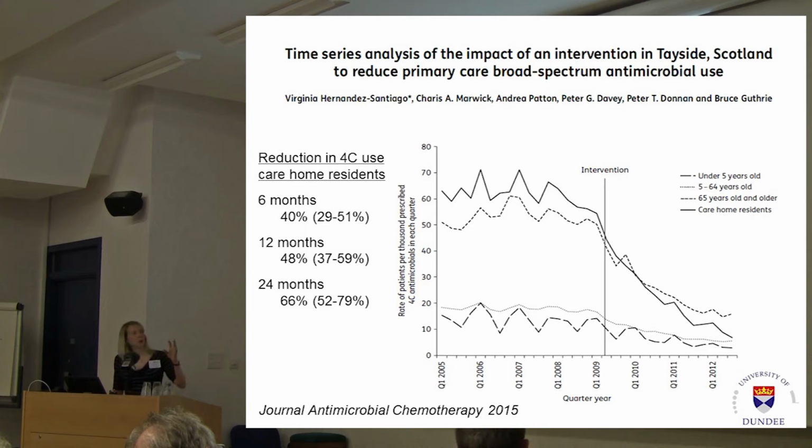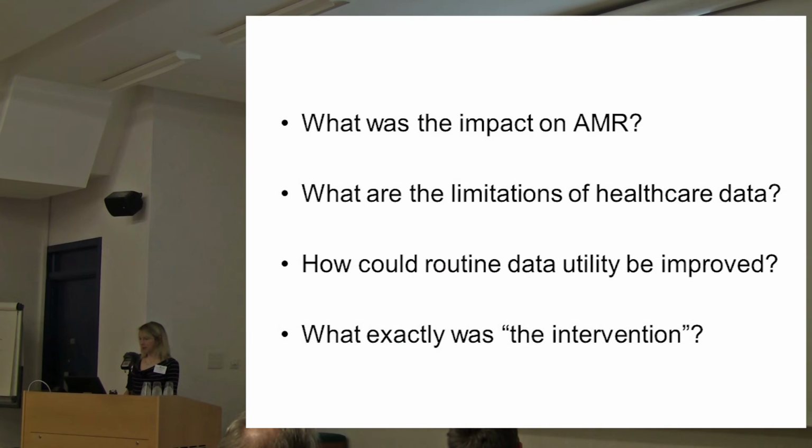Because we're using routine data, we also have data on all these patients about what infections they've had and what the resistance patterns were. So we're now going to look at what happened to antibiotic resistance before and after this change in antibiotic use, both in terms of the antibiotics that went down, so that reduces the selection pressure for resistance against them, and also against the antibiotics in which use went up to see if there's increased resistance against those antibiotics. So that's the next piece of work, what was the impact on AMR.